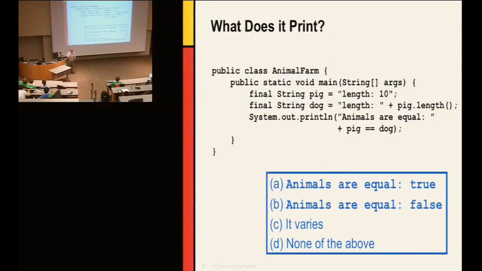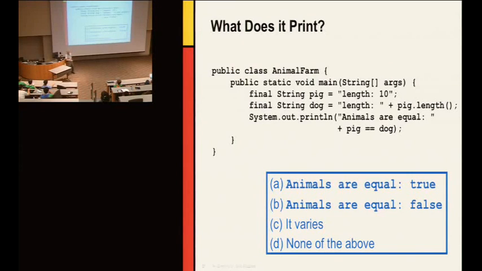All right. So how many people believe that this will print choice A? Animals are equal true. I think there's only one yes vote. How many people will go for choice B, animals are equal false? I got about half of you, I'm going to say that's like 30, something like that. How many people say it varies? A couple of you, 2 of you. And how many people say choice D, none of the above? About 20 of you, and some of you are very sure you're right.